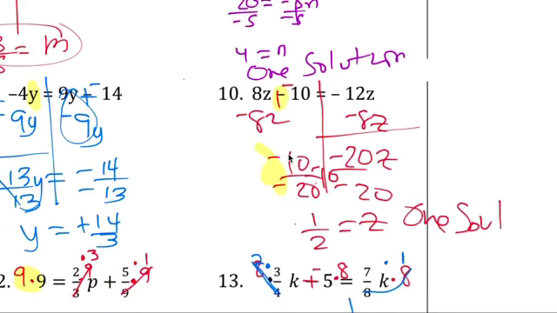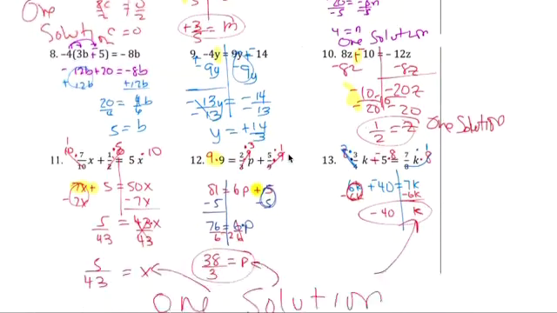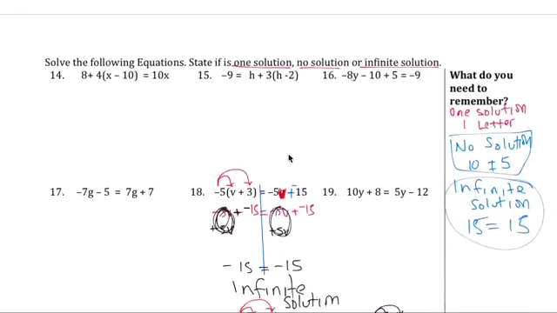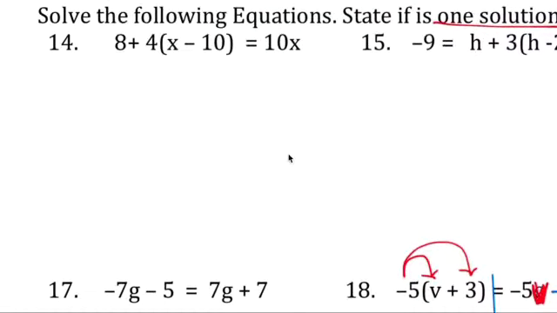Okay. One letter, one solution. Okay? And then some of the class we finish all these three. They're all one solution. Notice they all have one letter left. They're all one solution too. Okay. Number 14.